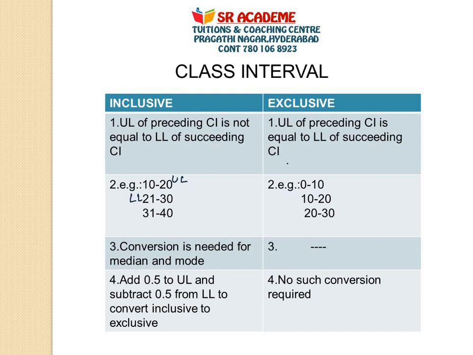In exclusive, the difference is upper limit of preceding class interval is equal to lower limit of succeeding class interval. If you can observe, this is my upper limit and this is my lower limit. Both are equal. You can check for the remaining numbers also, 20 and 20, 30 and 31, not equal. So did you understand the basic difference between inclusive and exclusive? Inclusive is nothing but if upper limit of preceding is not equal to lower limit of succeeding. Exclusive means generally what we are solving till now, upper limit of preceding is equal to lower limit of succeeding.